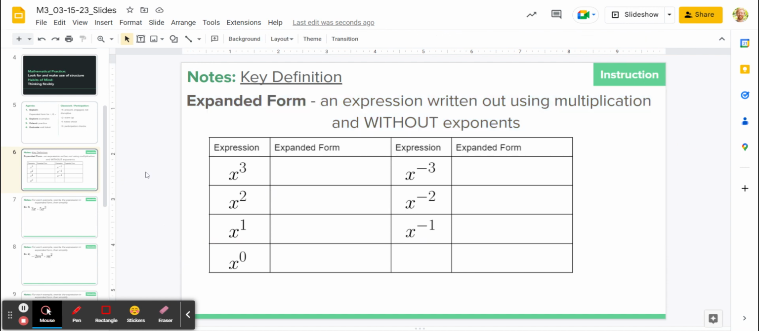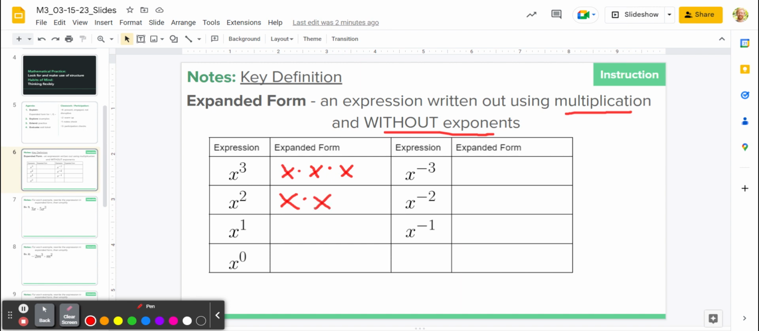So let's see how this comes into play with this table below, which you can fill out for me as well. This first expression here, x to the third power, if we were to expand that out and write it out using multiplication without exponents, it would look like this. We'd have x times x times x. Now, you can likely go through and fill out the rest of this table already, but just follow along with me. X to the second power would be x times itself twice, and x to the first power would be x times itself once.